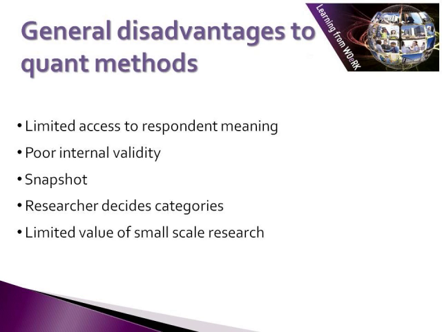It provides us with a snapshot, and the researcher actually decides what they're going to collect rather than allowing the person that's responding to respond in the way that they want to. In this way it provides very limited value for very small scale research. In small scale research, we're generally looking at wanting to find out more than what quantitative methods can allow us to.